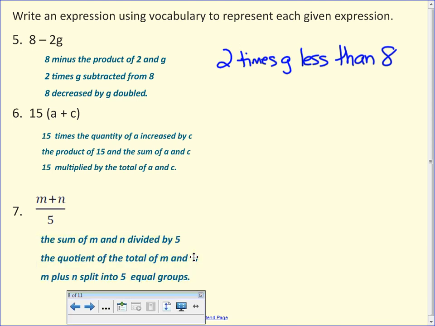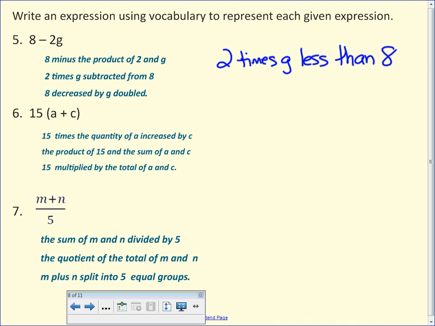And for 7, the sum of m and n divided by 5, the quotient of the total of m and n, m plus n split into 5 equal groups. On your homework tonight, I want you to try to come up with at least 2 expressions for each of the examples on the problem set, okay? So hopefully you're copying these down and you could use these as a reference when you're doing your homework tonight and just replace these numbers and letters with the numbers and letters on the problem set.